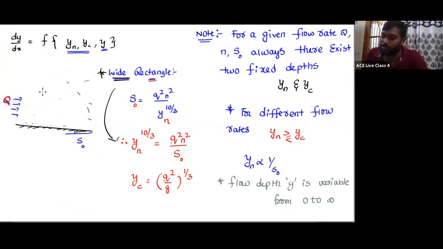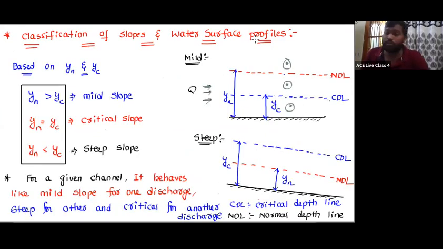And what are those 3 portions? Those portions are known as profiles. So how many profiles are there here? If the flow depth lies above NDL CDL, that is one profile. Between NDL CDL, that is one profile, and below NDL CDL, that is the other profile.